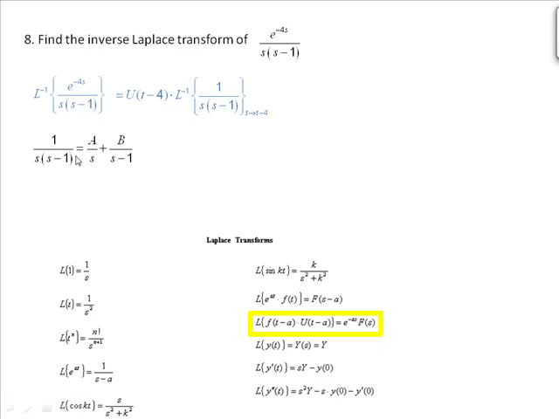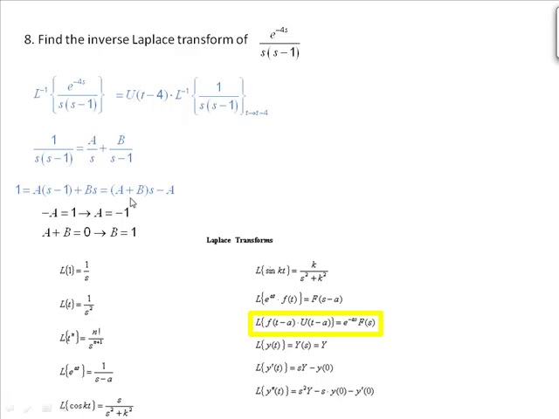And so I've set up this fraction to equal the sum of A over s and B over s minus 1. When you multiply through by the common denominator, you get 1 equals A times s minus 1 plus B times s. Combining like terms, you get A plus Bs minus A. And then setting coefficients equal to each other, notice here you're going to get, for the constant, negative A is equal to the constant 1. Negative A equals 1, so A is negative 1.